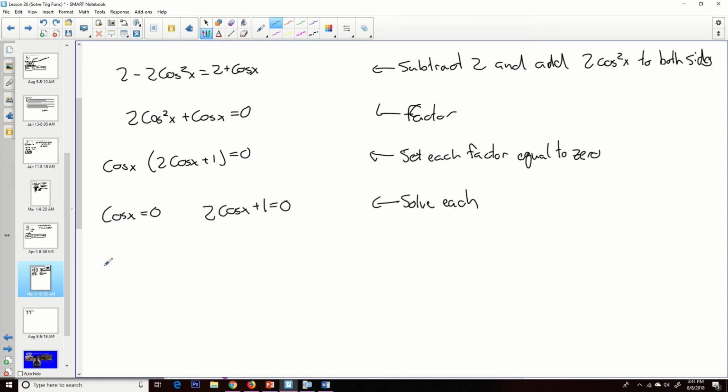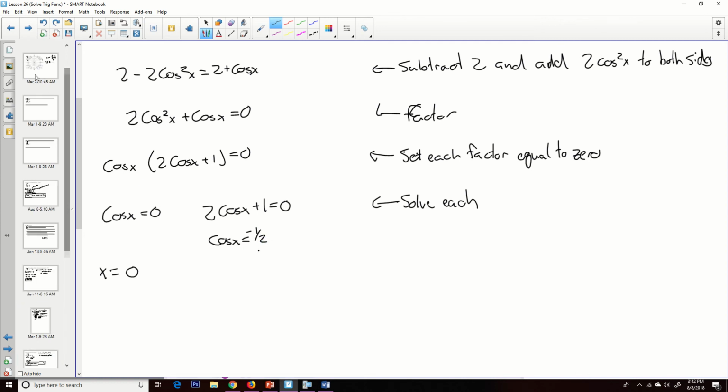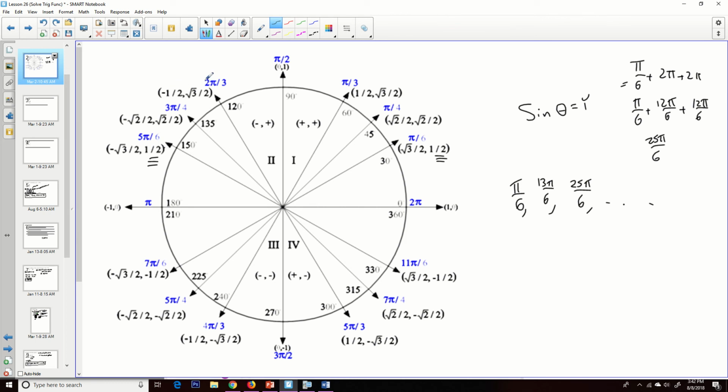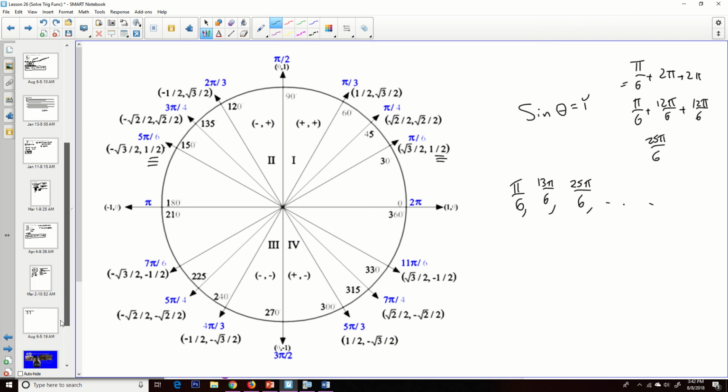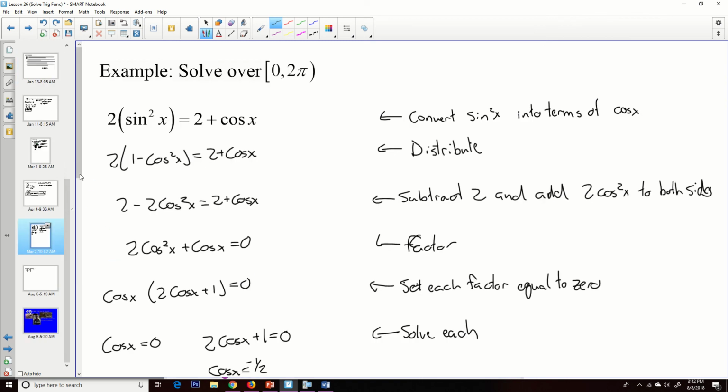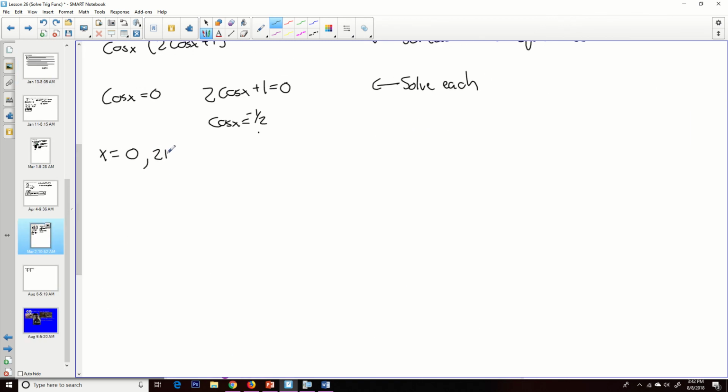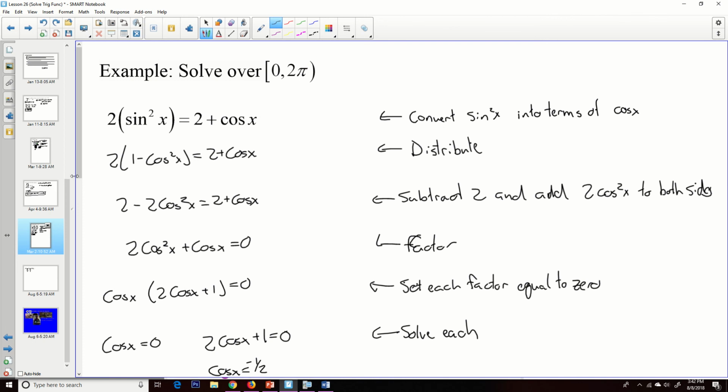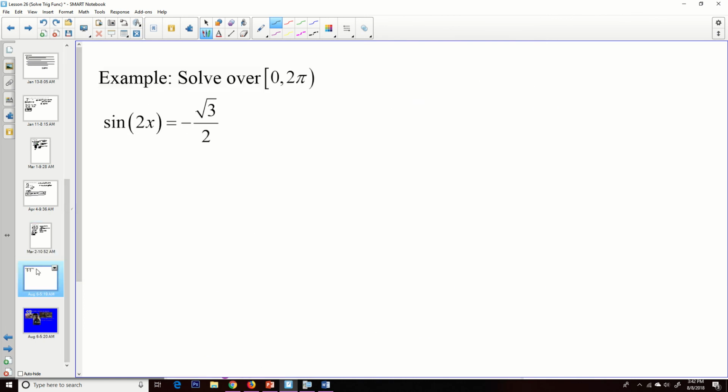So cosine x equals 0 when x equals pi over 2 and 3 pi over 2. And so cosine x equals negative 1/2 when the x values are, let's see here, 2 pi over 3 and then 4 pi over 3. And that's all of the values over the interval 0 to 2 pi. All right, last one, solve this one.